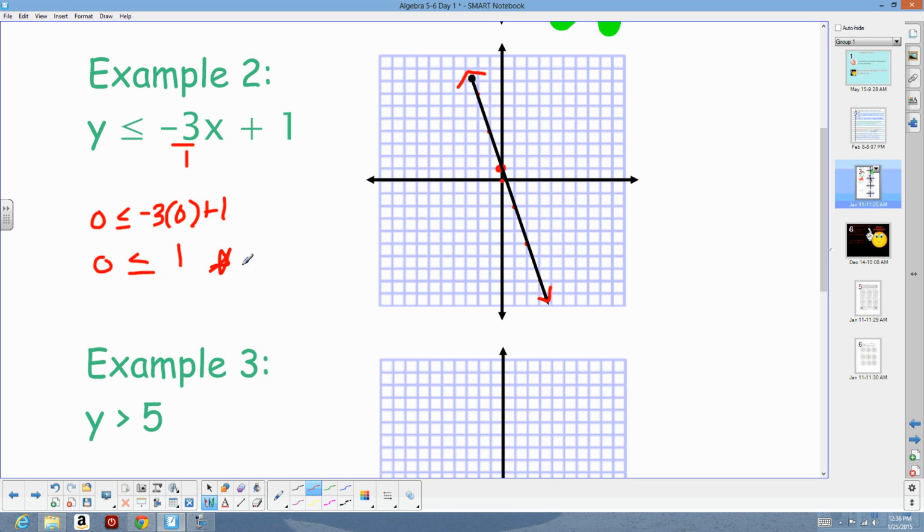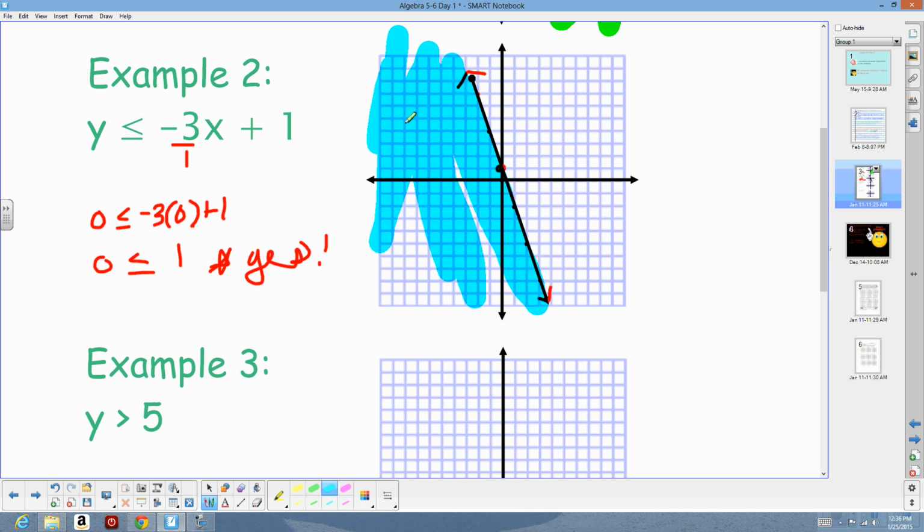It is. So therefore, we know that 0, 0 is part of the solution, so we want to shade the half of the graph that has 0, 0. So we're going to shade this part over here. All of the points that lie in this shaded region would be a solution to this inequality.